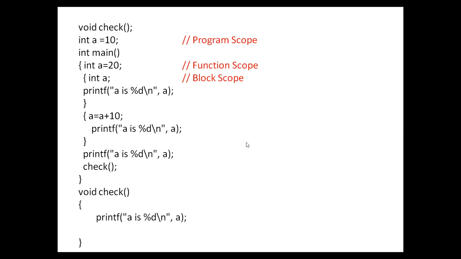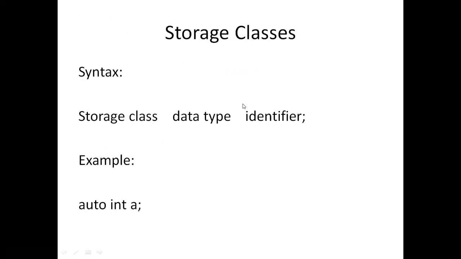So after that, we had discussed the syntax of storage class. First we have to write the name of the storage class, the name of the data type, and then the identifier or the variable name. The best example is auto int a. Int is the data type, a is the variable name or the identifier, and auto is the storage class. It is the automatic storage class, so for automatic storage class, we write the keyword auto.